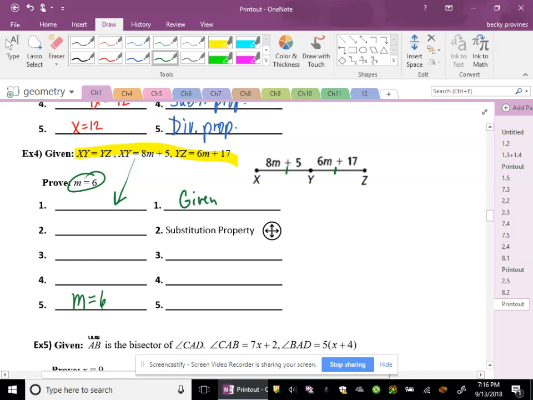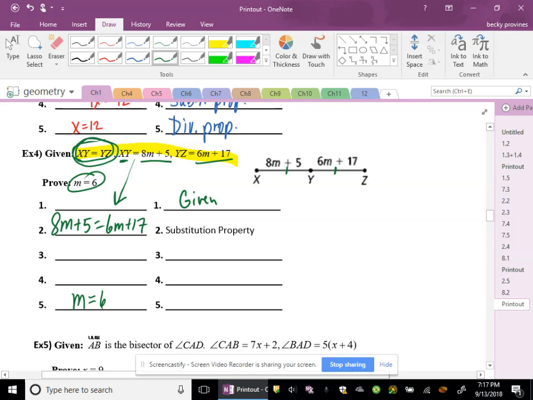Now, it's the substitution. So for substitution, that's normally when you take out the letters and you replace it with the value. So here's what we know in the beginning. XY equals YZ. Do we have a value for XY? And we do. It's right here. It's 8m plus 5. Do you have a value for YZ? And we do in the givens. It's 6m plus 17.